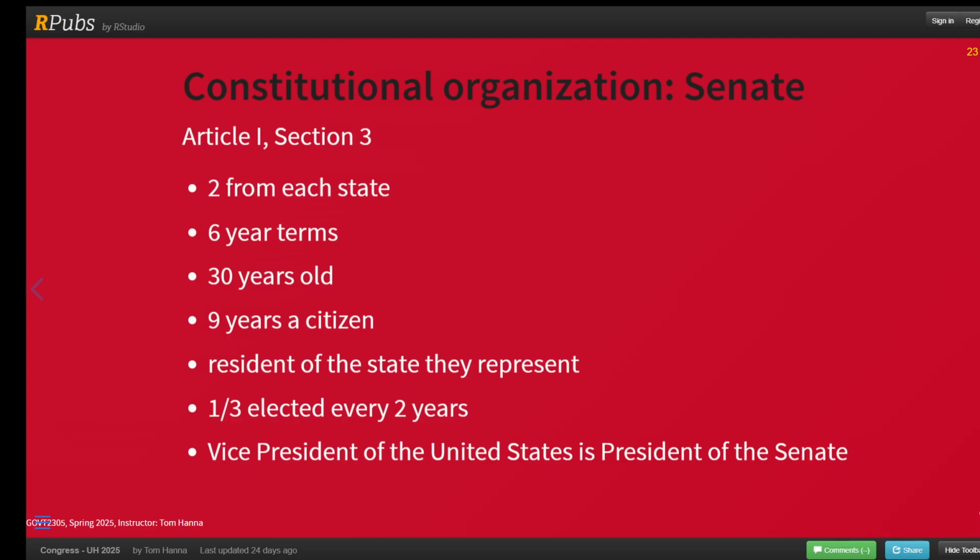So they have to be older. They go longer between elections. They have to have been a citizen longer. These are all intended to make the Senate the more sober, deliberative, thoughtful body that takes its time, that doesn't do things that seem like a good idea but really aren't. It's to slow down the process.